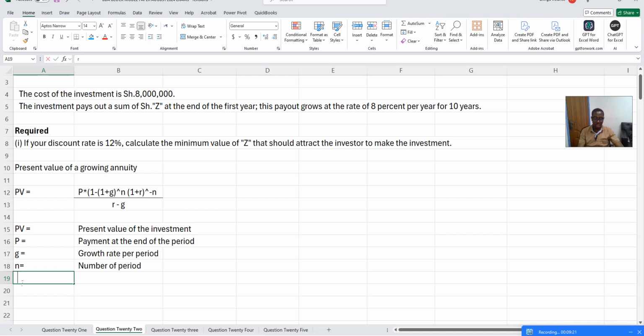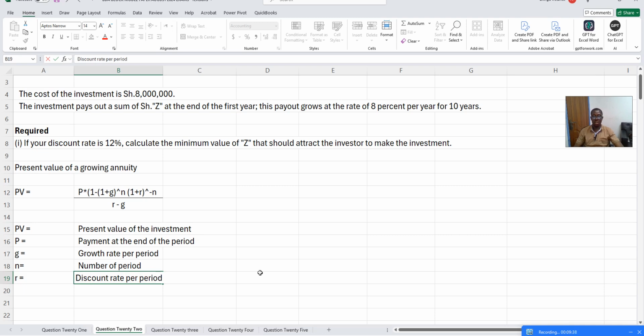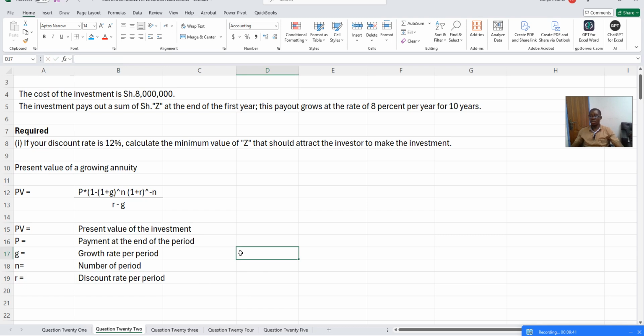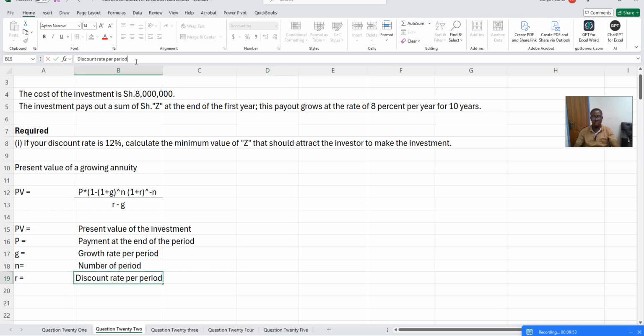Then talk about our R. R will simply give us the discount rate per period, or just the discount rate of the period given the case. So having that, it will be important for us to dissect this very clearly, for us to be able to have it in mind. You can just have it as the discount rate.